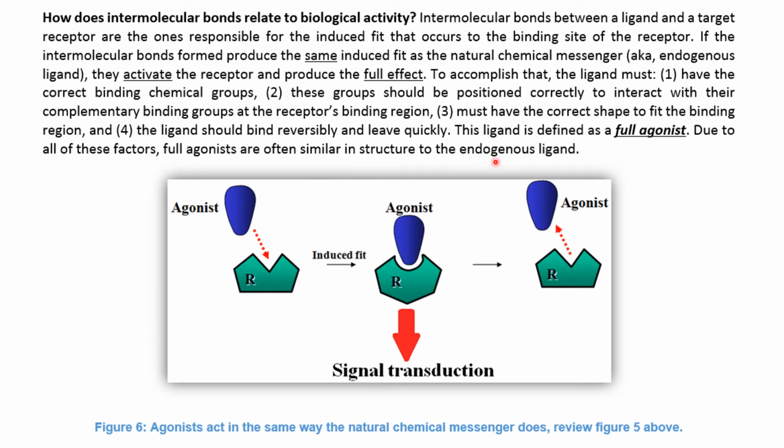But if we do, this drug would be very similar in structure to the natural chemical messenger, and we would call it a full agonist. In this figure, we see the same effect of the agonist compared to the effect of the natural chemical messenger we have seen in figure 5 previously.